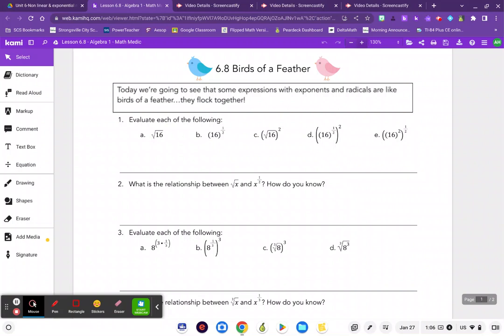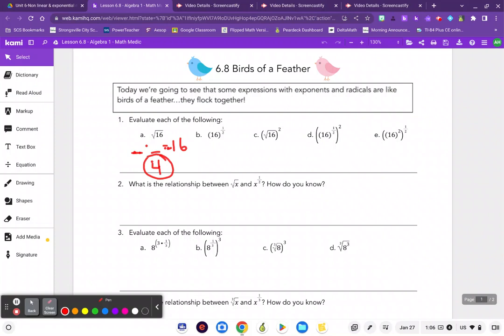We're going to try our best to do this without a calculator. We're going to make connections between exponent properties. So let's give this a try and see what we can do. It says evaluate each of the following. All right, remember a square root means I'm trying to find what times what gives me 16. And so the answer is 4. 4 times 4 gives me 16.